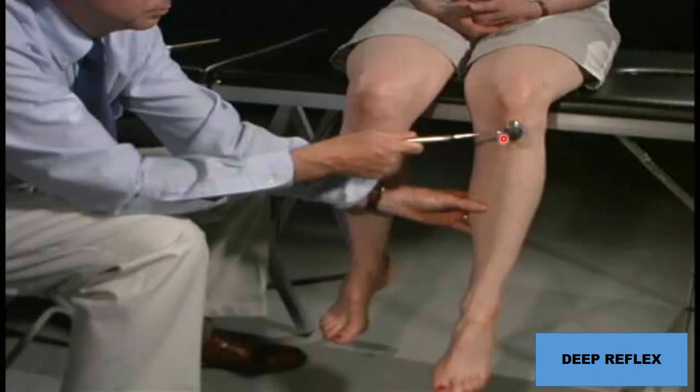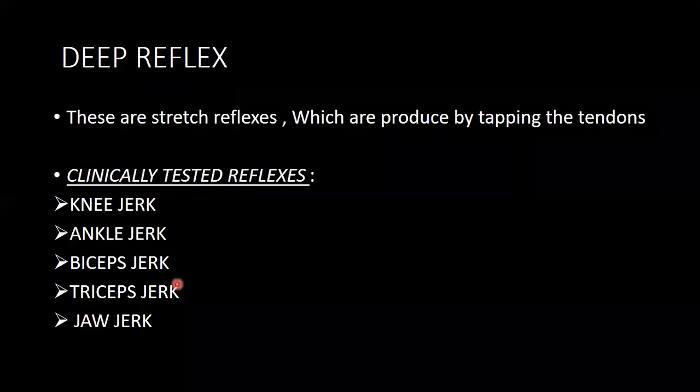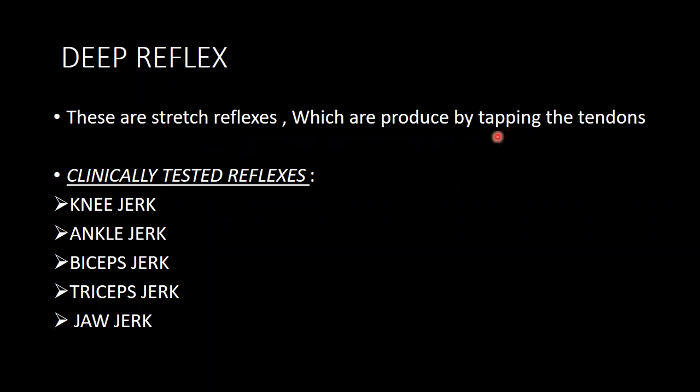Deep reflexes are also known as stretch reflexes, which are due to tapping over the tendon. The thing you need to remember about deep reflexes is that they are concerned with the tendon, and the types of deep reflexes are knee jerk, biceps jerk, triceps jerk, and ankle jerk. That's the only thing you need to remember. So deep jerks are the stretch reflexes, MCQ, which are produced by tapping the tendons, MCQ. Clinically tested reflexes: knee, ankle, biceps, triceps, and jaw.